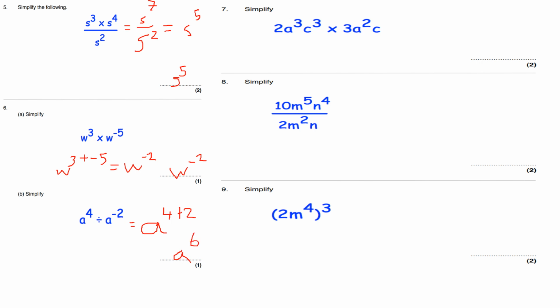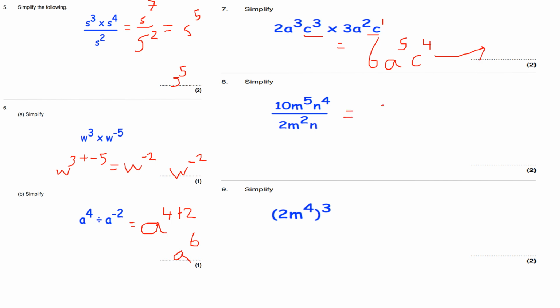Okay. These last few are a bit trickier. I'm going to times the numbers together and letters together. 2 times 3 is going to be 6. A cubed times a squared, that'll be a to the power of 5 when you add the powers. C cubed times c, think about the invisible 1 there, that'll be c to the power of 4.